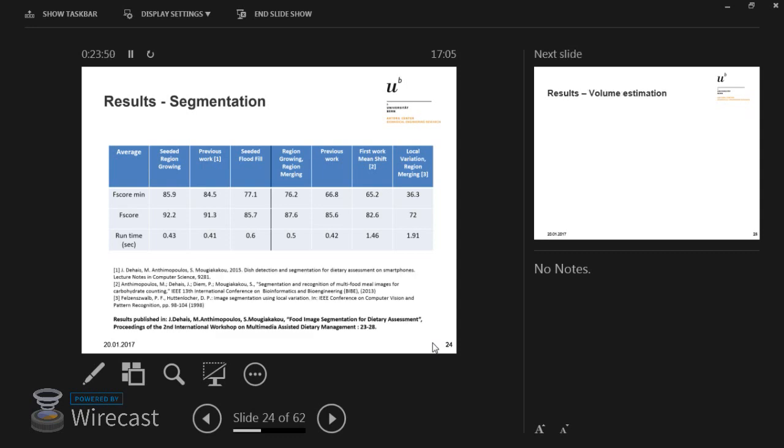Now, I've put the links to the publications themselves. If you have the slides, you will be able to read them and check them out yourselves.